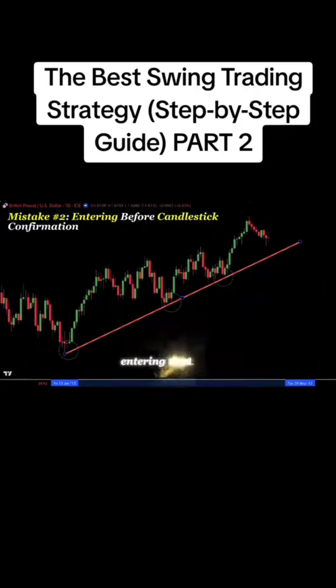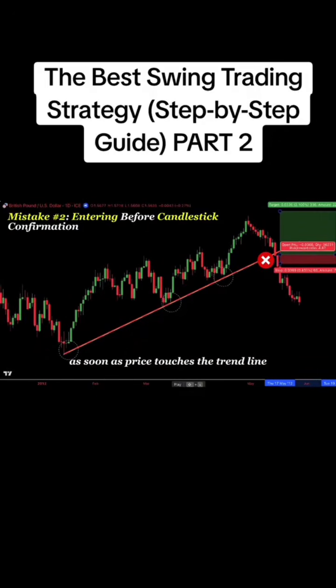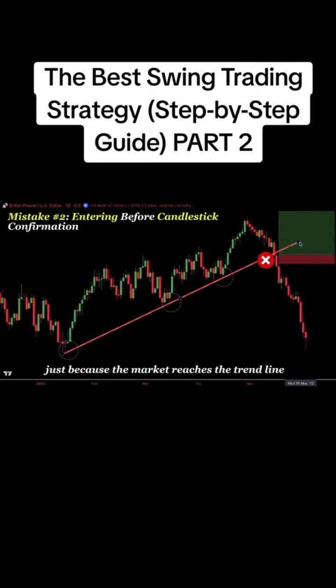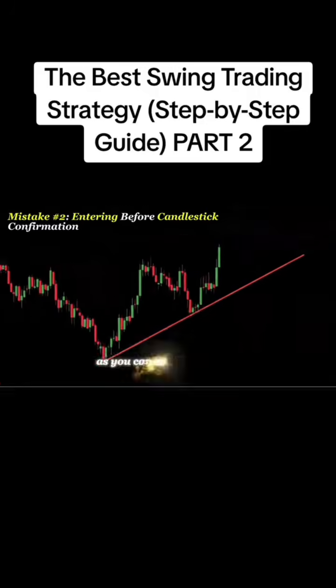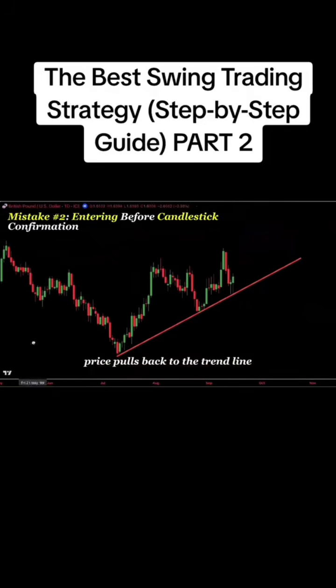Another common mistake is entering the trade as soon as price touches the trend line. Just because the market reaches the trend line doesn't mean it will respect it. Sometimes, price breaks straight through the trend line and continues moving against you. That's why you should always wait for a confirmation candle before entering the trade. As you can see on this chart, price pulls back to the trend line, but instead of buying immediately, we wait for a bullish confirmation candle.